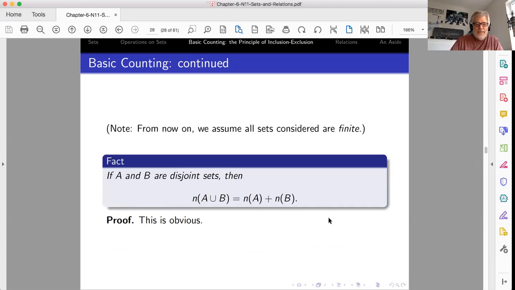All right. From this point on, the sets we're going to look at are finite. Infinite sets don't come into play very much with computers. Everything is finite in computers.